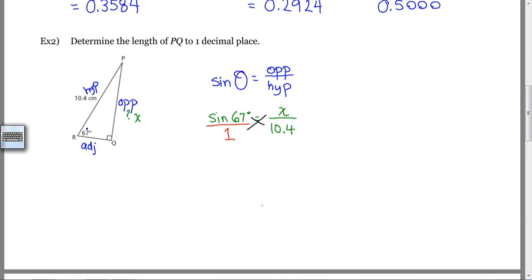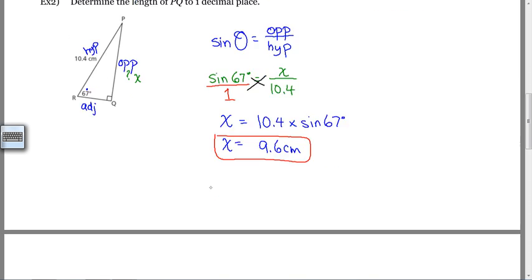Then again, we just had a proportion. 1 times x is x, obviously, equal to sine 67 times 10.4. When you type it in your calculator, it's very tricky that you put brackets under sine 67. What I would suggest is put the number that doesn't have the angle first into your calculator. So I would go 10.4 times sine 67 first. If you type in sine 67 times 10.4 and you forget a bracket, that will change your answer completely. So this is what I suggest doing. x equal to 9.6 centimeters. Okay, I hope that was clear enough.